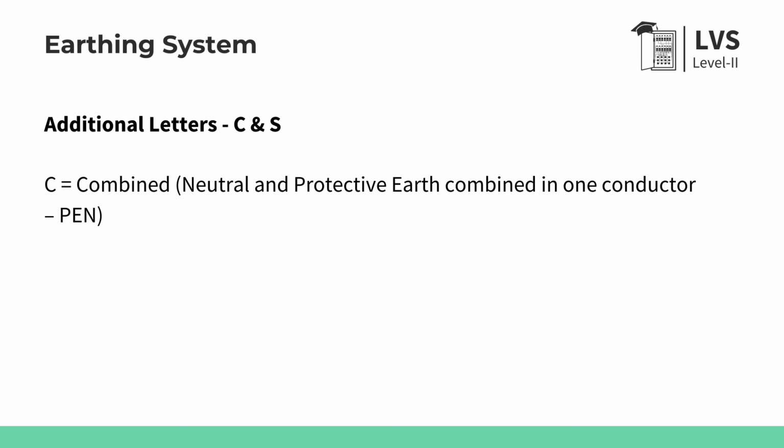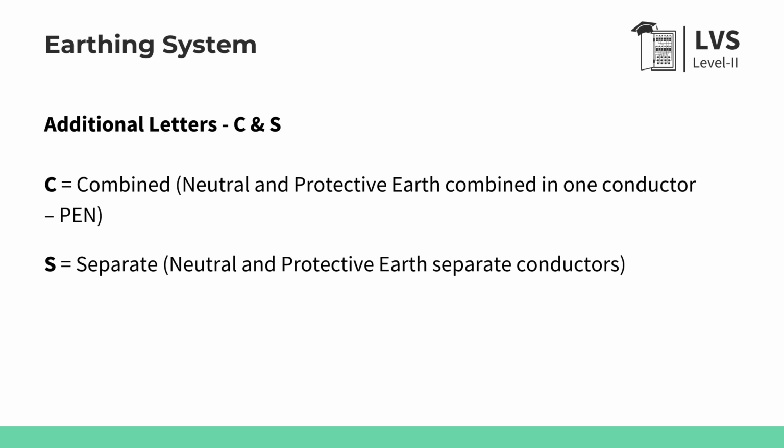Then we also have some additional letters like C. C means combined. In that case, neutral and protective earth are combined in one single conductor called PEN. Then we have S. S means separate. Neutral and protective earth are separate conductors. So when you see letters like T, N, C, S, it's not random. It literally describes how the system is grounded and how protective conductors are arranged. Now let's start with one of the least safe configurations of earthing system.